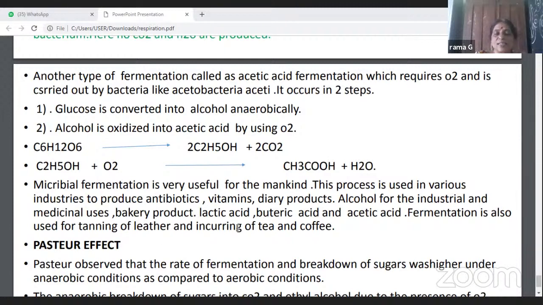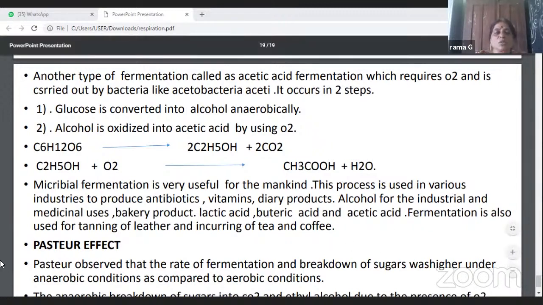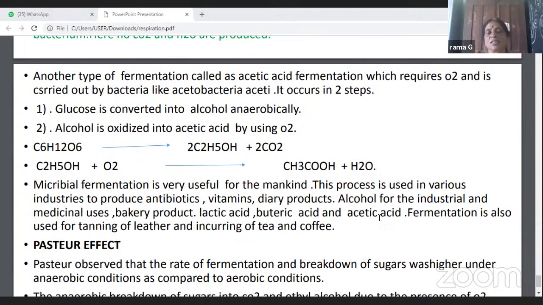Lactic acid, butyric acid, and acetic acid are all useful in different industries. Fermentation is also used for tanning of leather and curing of tea and coffee. Tanning means giving color to the goods. That means especially in the leather industry, this fermentation process is used to change the colors of leather goods, and for tea and coffee also.